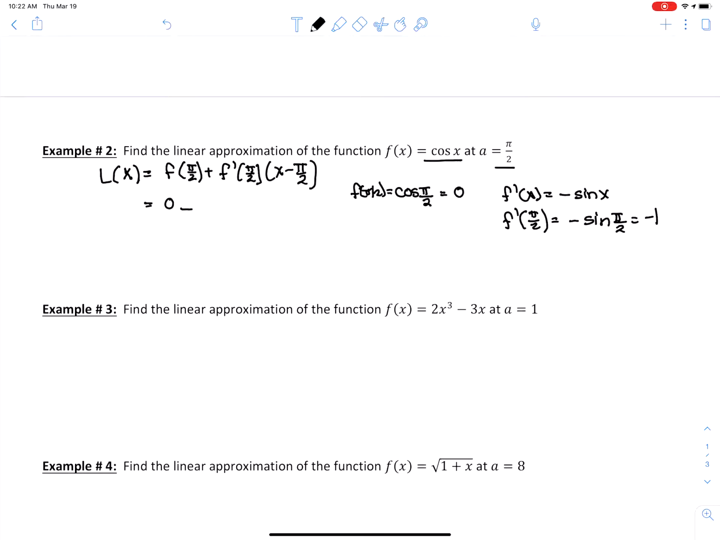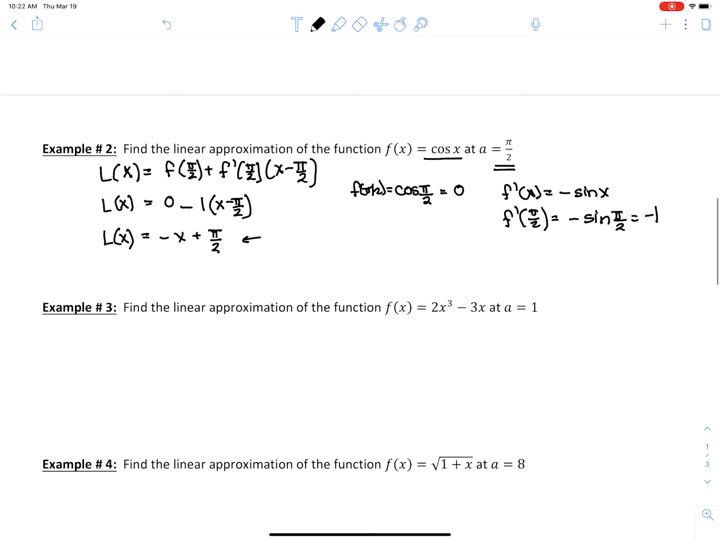So minus 1 x minus pi over 2. And then my cleaned up version is minus x plus pi over 2. So I would use that to approximate any value of x on the original function by using this. And again, the further I am away from pi over 2, the further my approximation will be. It will be less accurate, but it's still an approximation nonetheless.